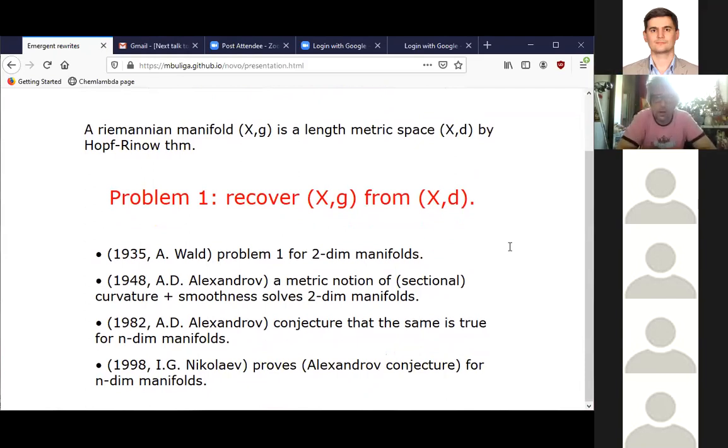As you probably well know, if you take a Riemannian manifold, you can transform it into a length metric space. And the first problem was to recover the Riemannian structure from the metric space structure. And this was a very fruitful research subject because for this Alexandrov introduced his famous metric notion of curvature. And then in 1998, Nikolaev proved the Alexandrov conjecture.